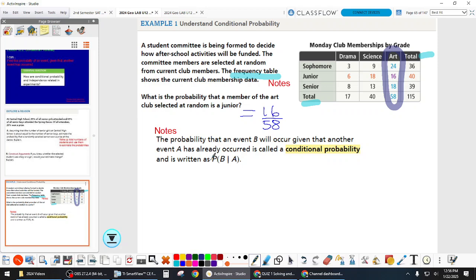So we're used to writing P with some event in the parentheses, but now we're going to add this line in between the two events. Instead of the word or and, we're going to add this line. And this line is this phrase, given that. I'll write it in your notes, but that's what it's saying. So this is the probability of B given that A occurred. Okay? So let's try this.